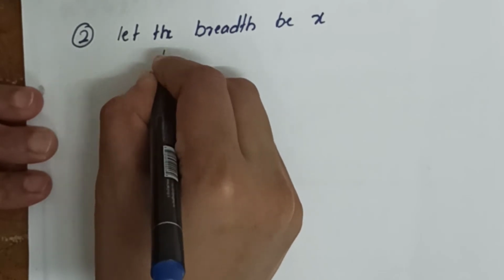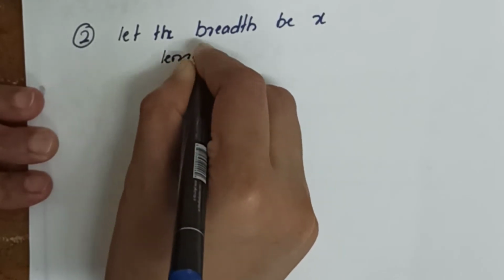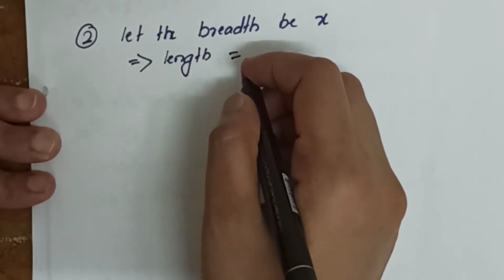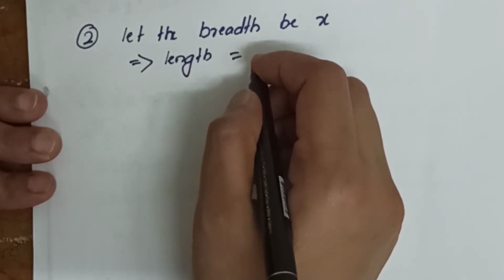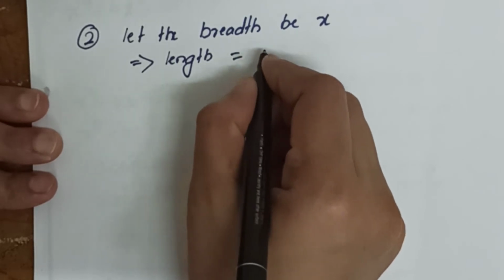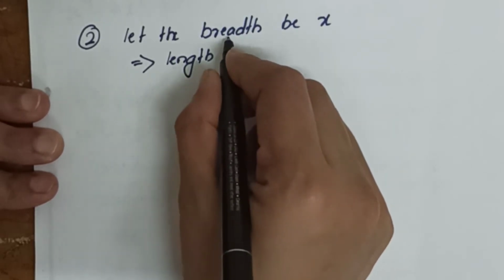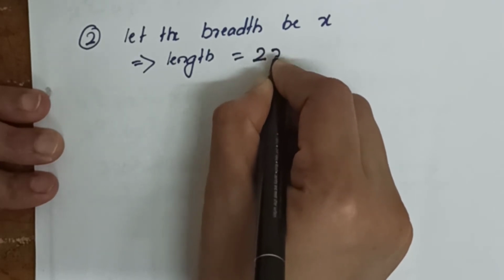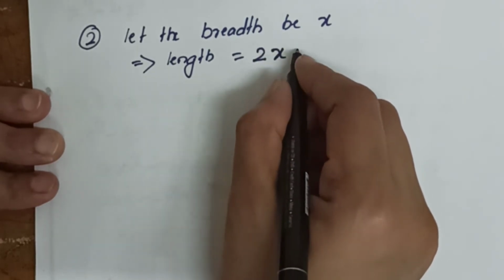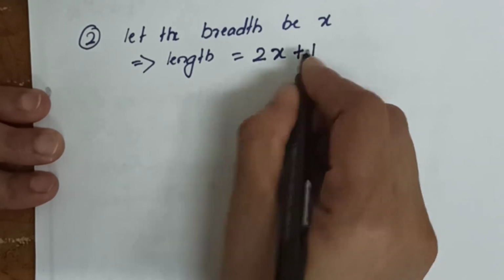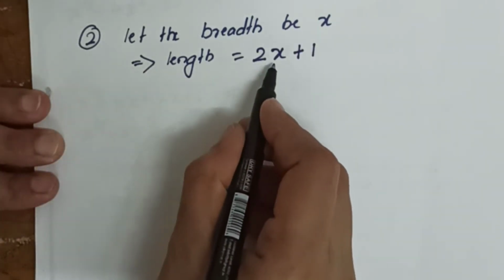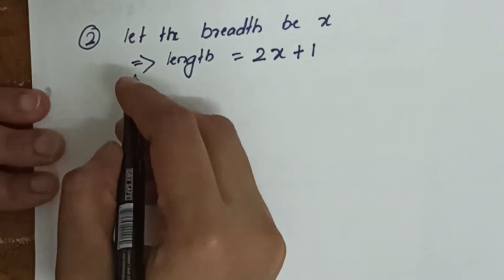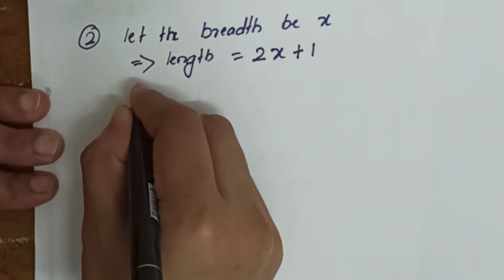Then as per the question, the length is equal to 1 more than twice its breadth. So what is twice the breadth? If the breadth is x, twice the breadth means 2 times the breadth, that is 2 into x, and it is given 1 more, that means we have to add 1. So length is equal to 2x plus 1. Is it clear now?